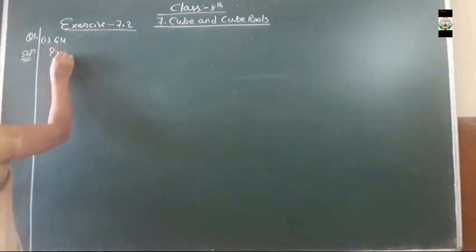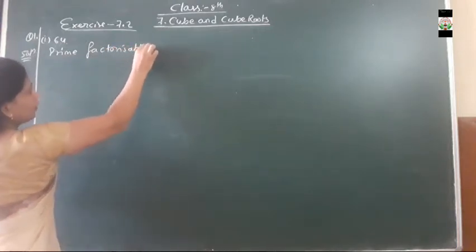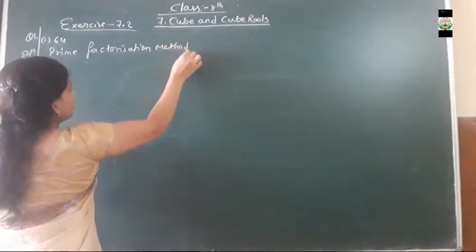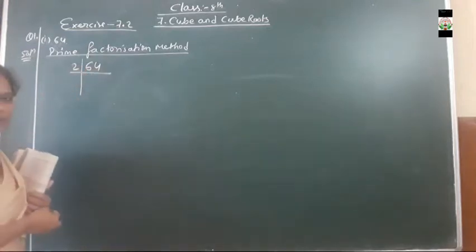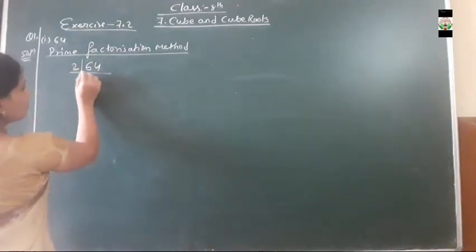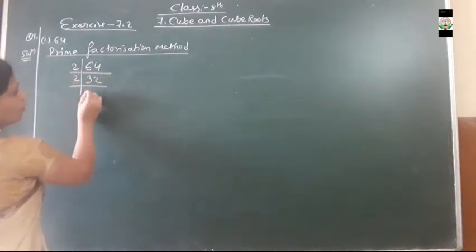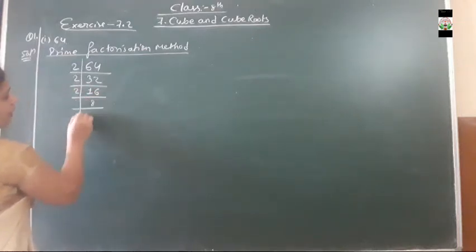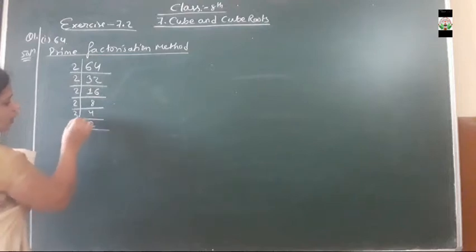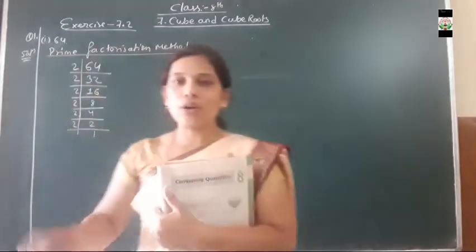As we are using which method? The prime factorization method, isn't it? In that method we are going to find the factors of the numbers. So 64 comes in the table of 2 how many times? 32 times. 32 comes in the table of 2 how many times? 16 times. Now 16 comes in the table of 2 how many times? 8 times. 8 comes in the table of 2 how many times? 4 times. Now 4 comes in the table of 2 how many times? 2 times, and the last 2 comes in the table of 2 how many times? That is 1 time. So here we have found all the factors of the number.